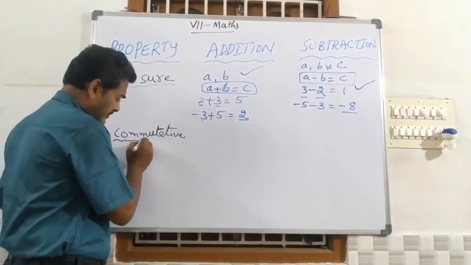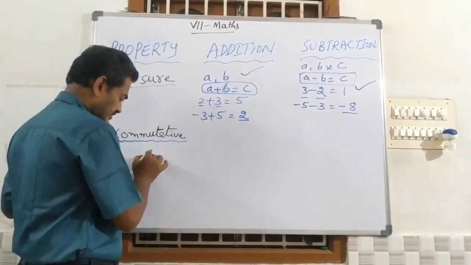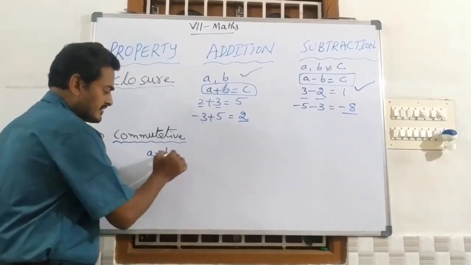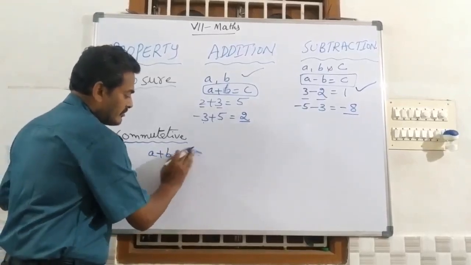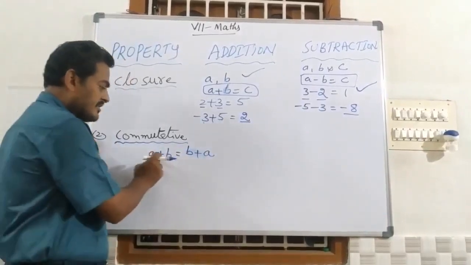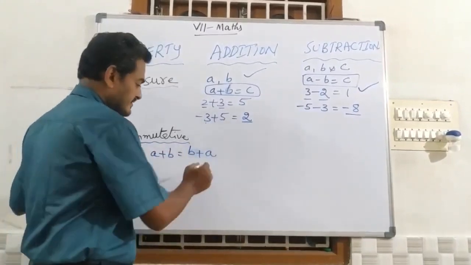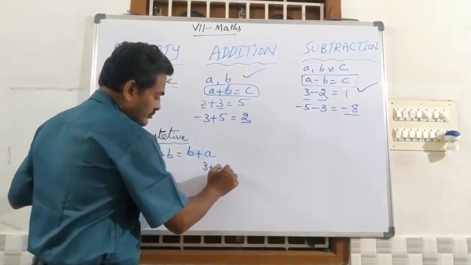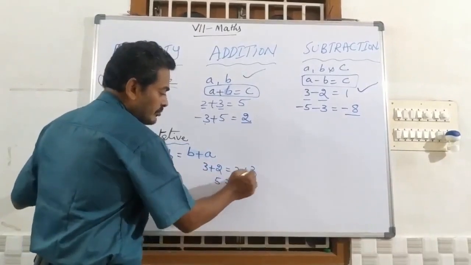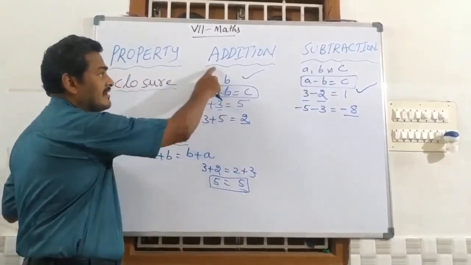Now, second property, commutative property. How can we define commutative property? Generally, A and B are two integers. Then A plus B equals B plus A. Here A and B are any two integers. For example, 3 plus 2 equals 2 plus 3. 3 plus 2 is 5, equal to 2 plus 3, which is 5. Like this we can explain commutative property under addition.